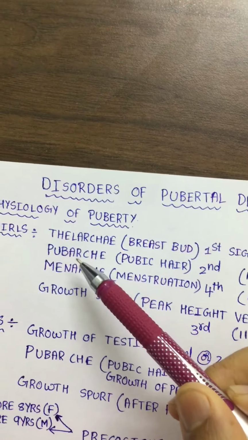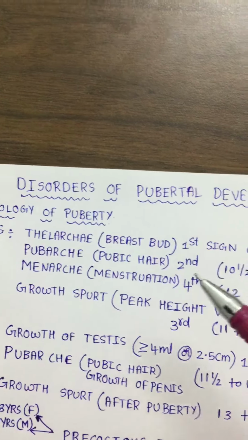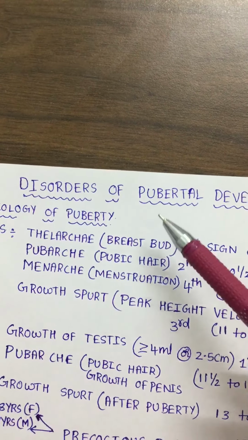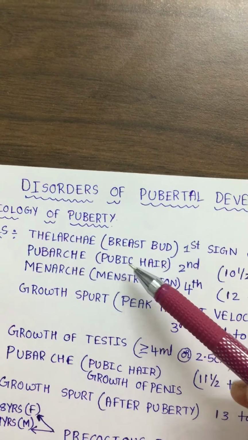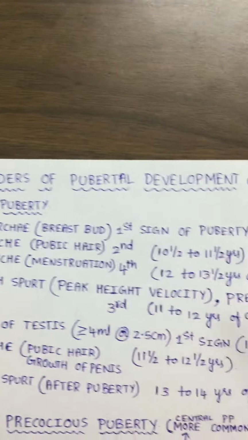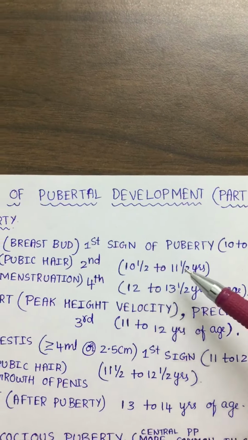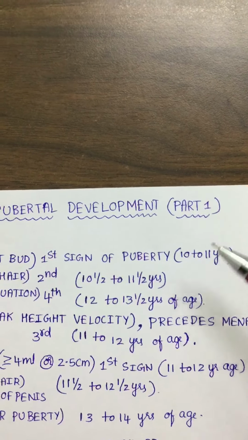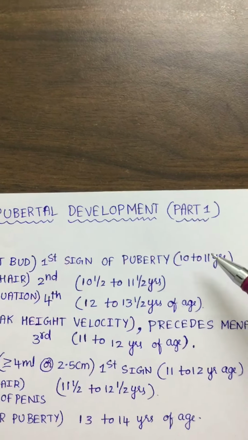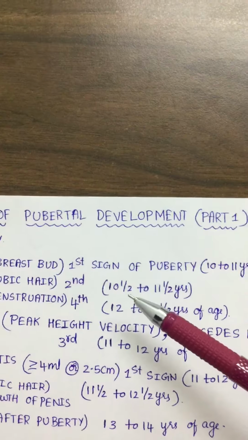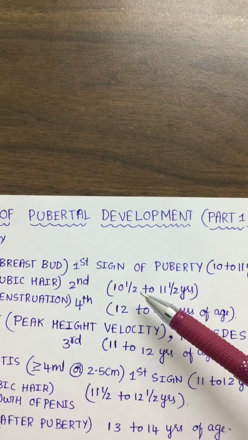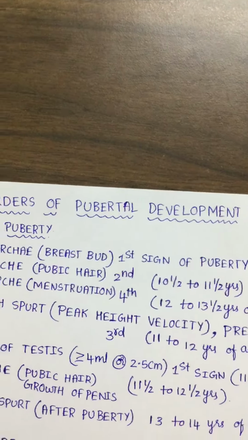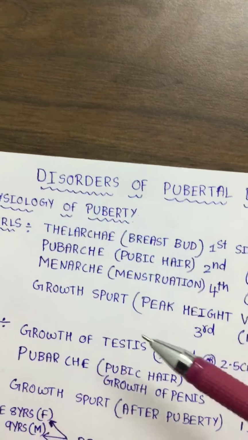The second sign of puberty to appear in girls is pubarche, that is the appearance of pubic hair. It occurs between 10.5 to 11.5 years. Means 6 months to one year after the thelarche, the pubarche will appear. 10.5 to 11.5 years, after 6 months to 1 year of thelarche.